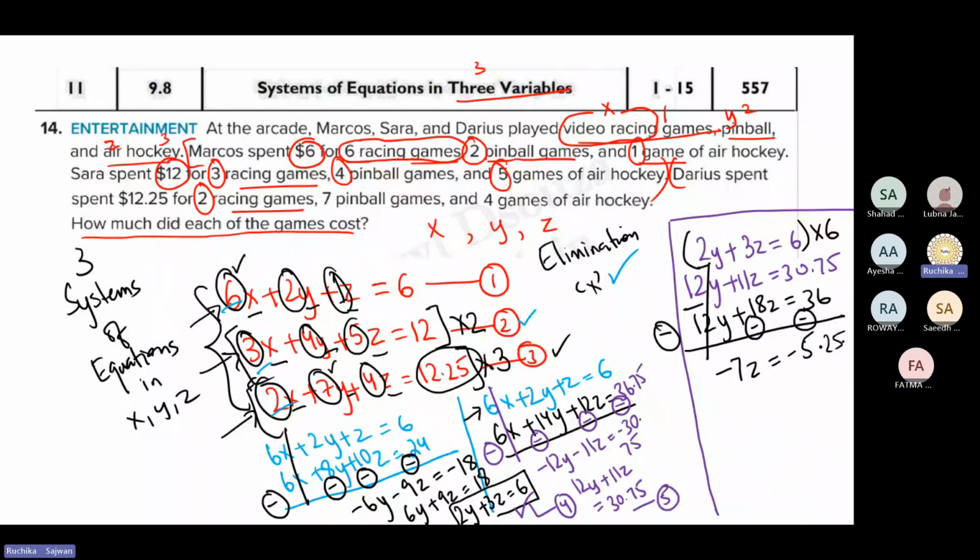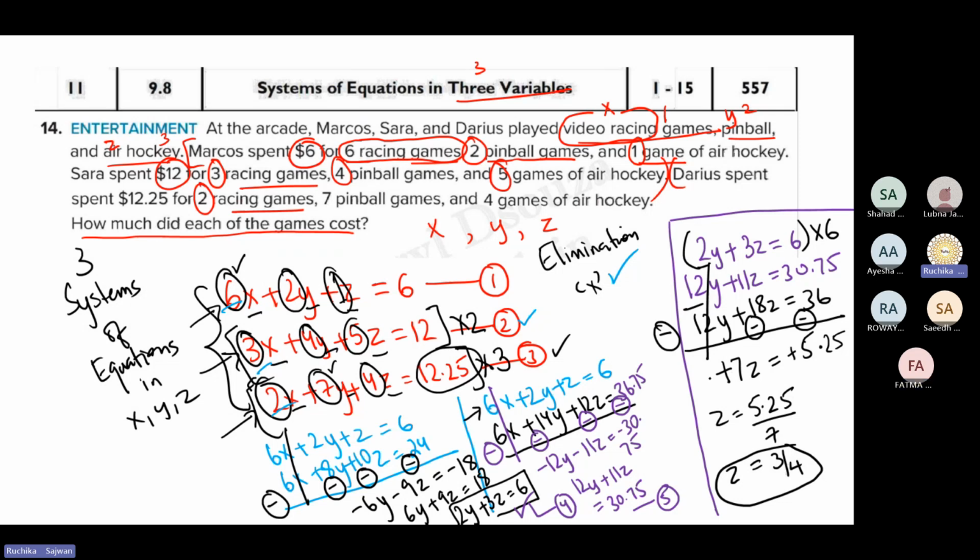Now, can you see both sides negative? So I'll make it positive. So give me the final answer, Fatma. 5.25 divided by 7. That's z. 3/4. 3/4. Okay, so in decimal, it will be around 0.75, right? Let's keep it fraction. Yes. That's also easy. So now you have got z.